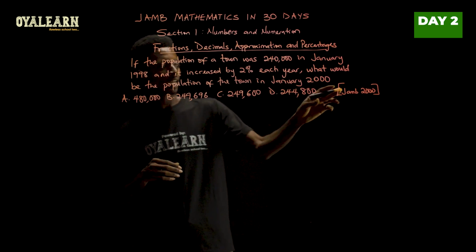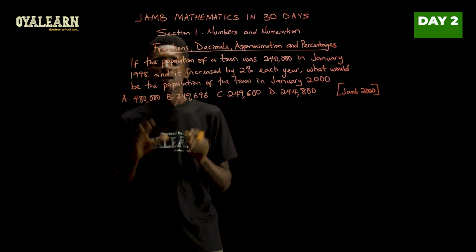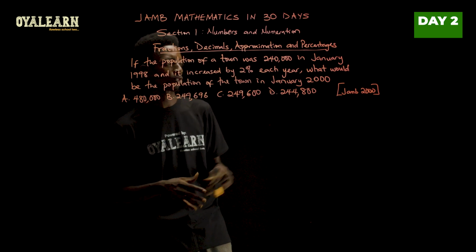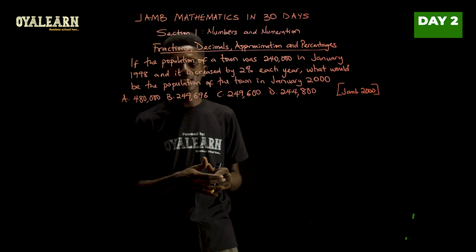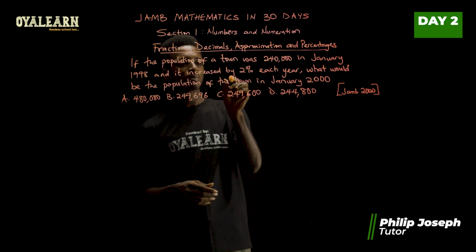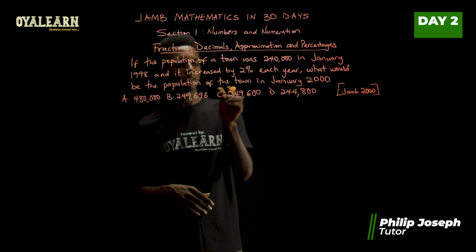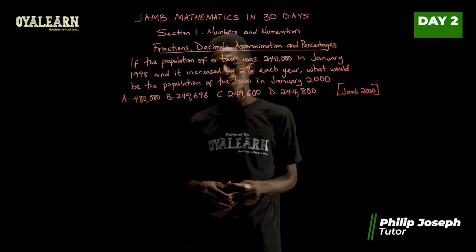This question is from Jamb in the year 2000. And it says that if the population of a town was 240,000 in January 1998, and it increased by 2% each year, what would be the population of the town in January 2000?